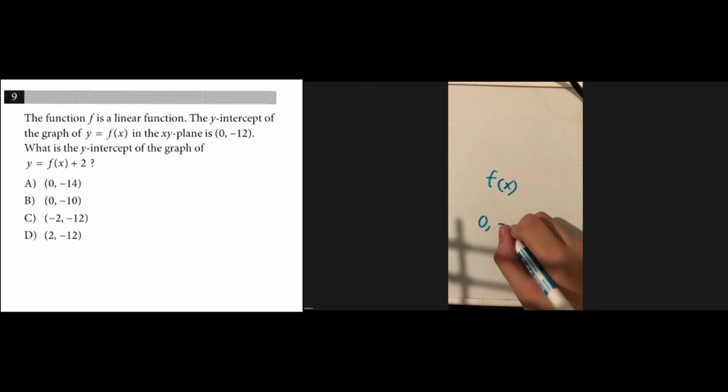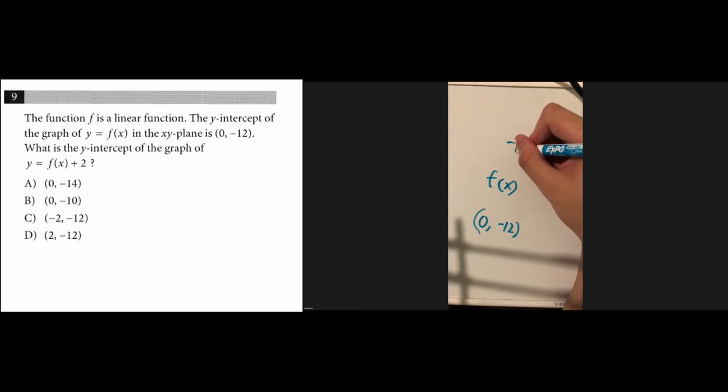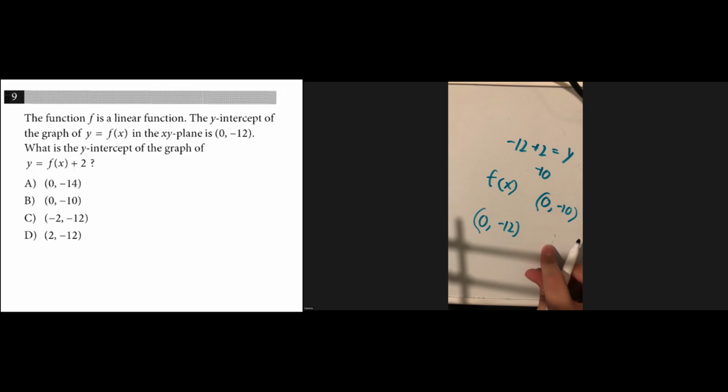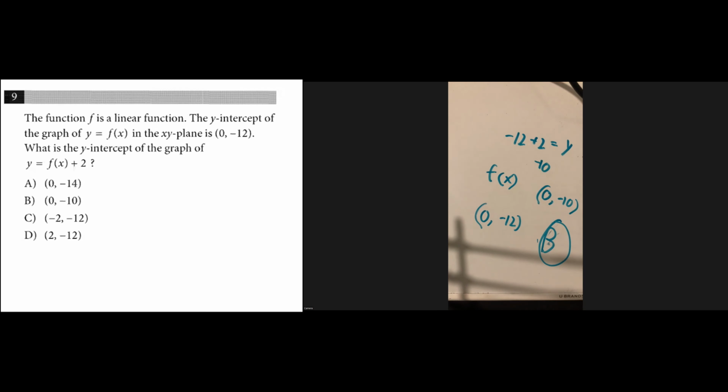So we have 0, -12. And so F of X would just be -12. So we have -12 plus 2 equals the new Y value, which is -10. So the Y-intercept would be 0, -10, or answer choice B. Okay, question 10.